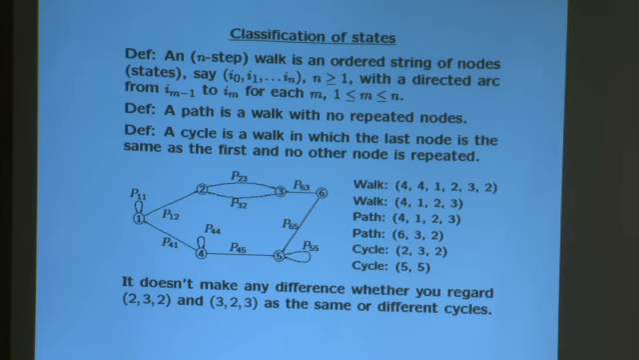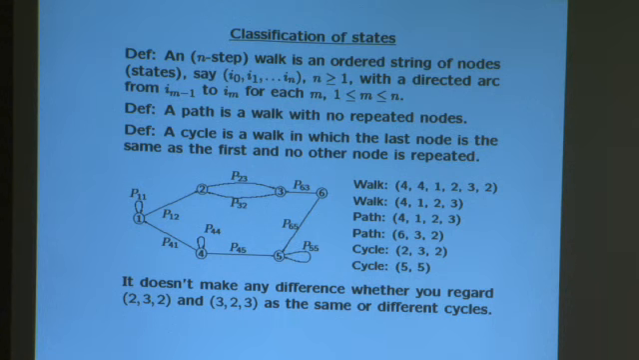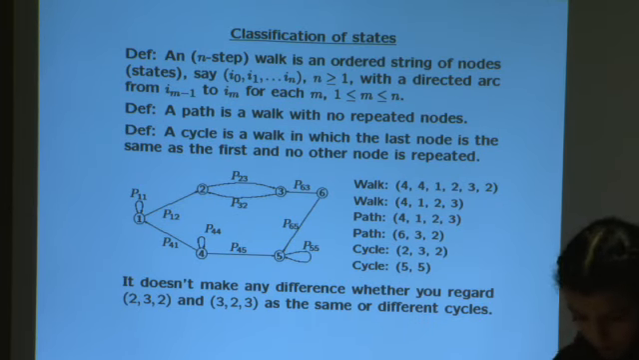What about state 5? Is node 3 accessible from node 5? You see that it's not. If you go into state 5, you never go out. With probability 1, you stay there forever. So no state except state 5 is accessible from 5.